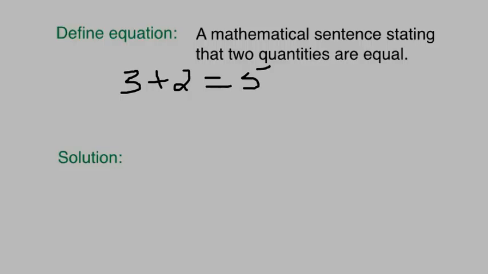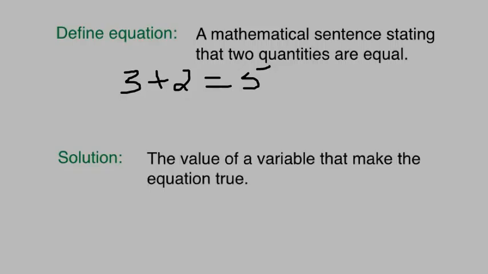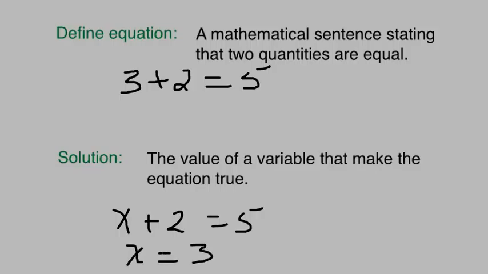Next, we need to define solution. The value of a variable that makes the equation true is the definition of solution. Let's look at our previous example, and let's substitute 3 with x. So the solution of this equation would be that x equals 3, and that's the value for the variable that's going to make our equation true.